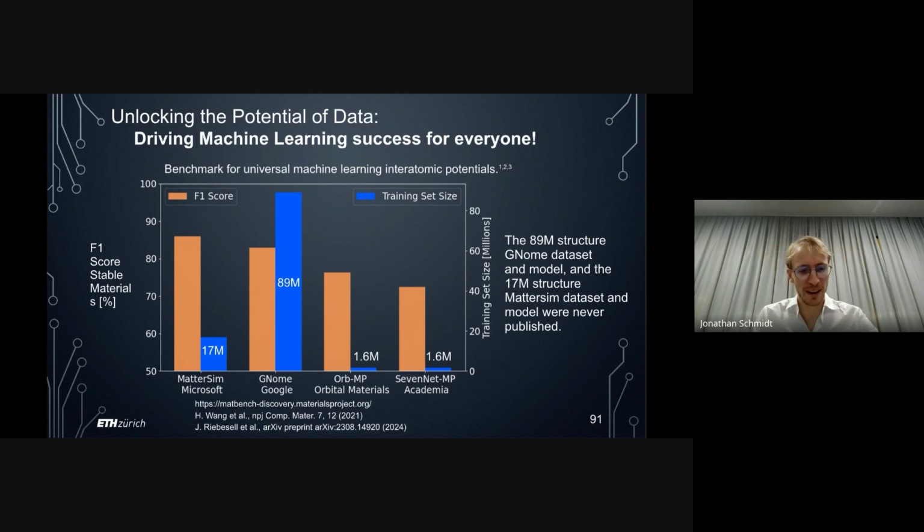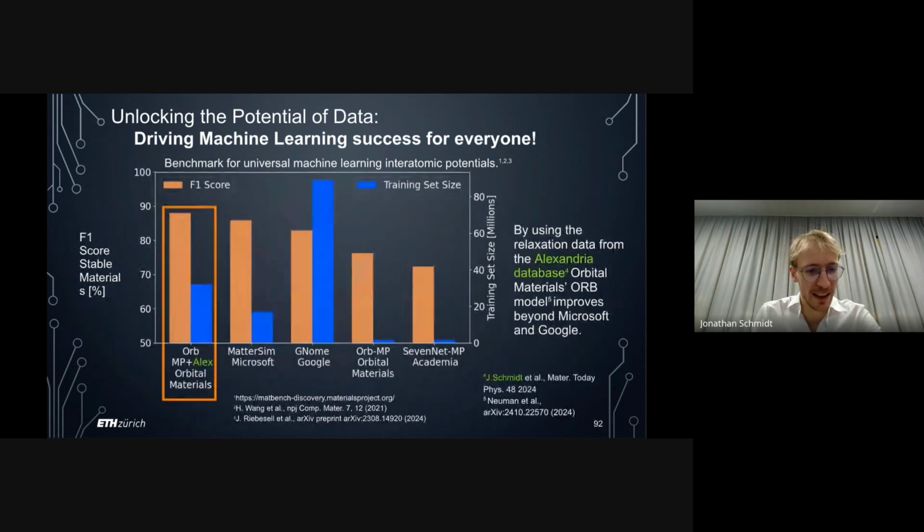And then we had the Orb model here, trained on the Materials Project trajectory data set. And then we can see the improvements through using the Alexandria database. It was, at the time, the best performing model. And I was really happy to see this application because I never had the time and maybe also the skills to train this model. So this was great to see.